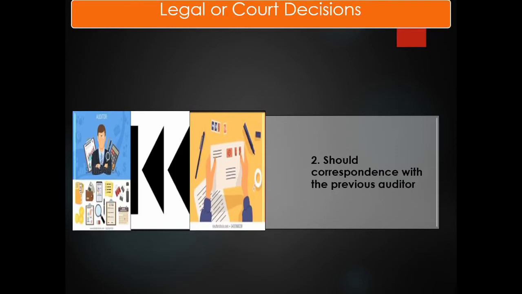The second one, should correspond with the previous auditor. He has to make correspondence with the previous auditor, and he can come to know the complete picture of the auditing of that particular company. What happened in the previous year, and what are the major areas that the auditor has to look into, all this information he can get from the previous auditor.